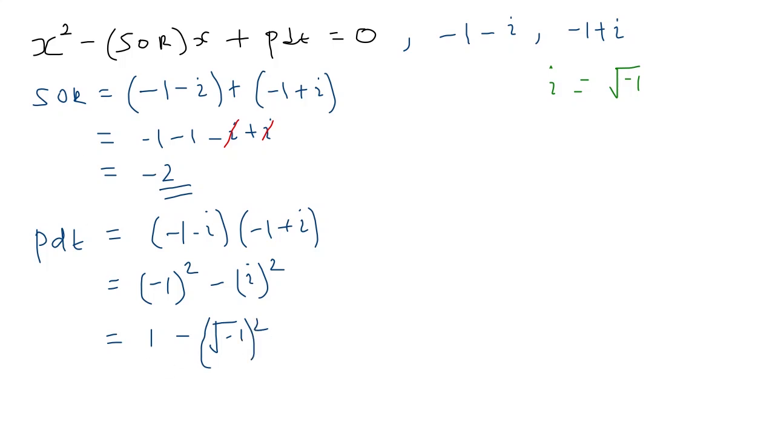And you see that this square goes with this square root. So we remain with a 1 minus a -1, which is a 2. So we've gotten the sum of roots and then the product of roots. Now we substitute in our general equation.